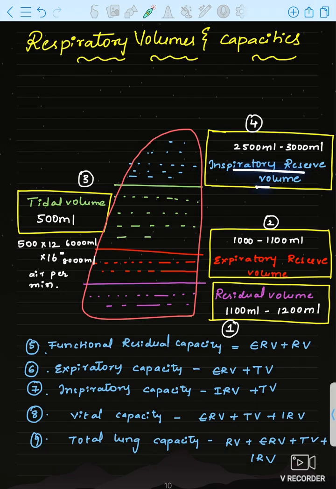Now inspiratory reserve volume means what? Tidal volume, normal inspiration you took, means listen, normal inspiration means you won't even realize that inspiration is taking place and expiration is taking place, no? This is normal inspiration. Now you want more inspiration, forceful inspiration. When you are taking forceful air inside, that is inspiratory reserve volume, okay? Inspiratory reserve volume is 2500 ml to 3000 ml. Now you understood what is inspiratory reserve volume.